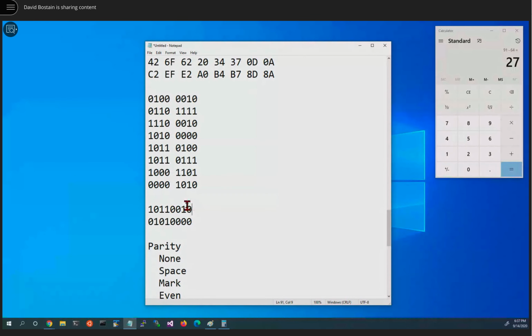Okay, so the other case, obviously, is odd parity. Odd parity does the same thing we just did, except we always set the first bit such that it makes an odd number.